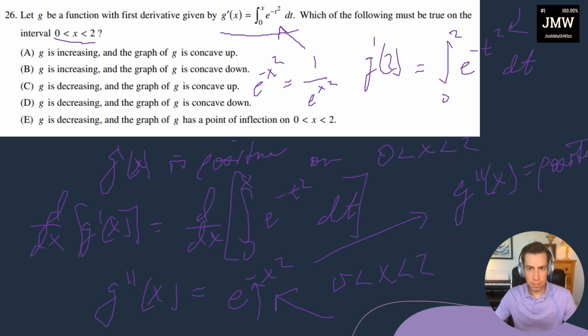So if it's positive, it's going to be concave up. So we need g to be increasing because g prime is positive, and then I need g to be concave up because g double prime is positive. So let's see here. That's going to be answer choice A, I think. Let me double check. Yep, it's answer choice A.